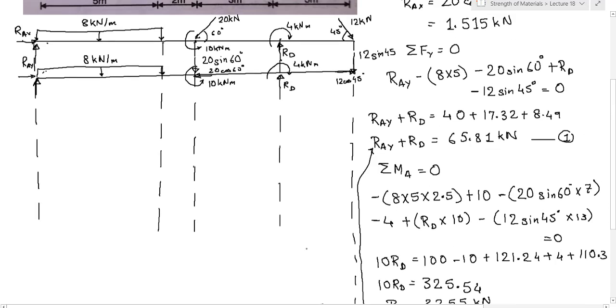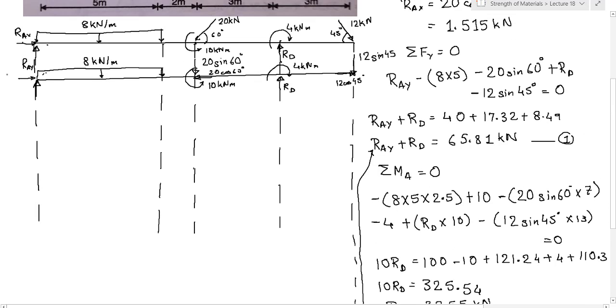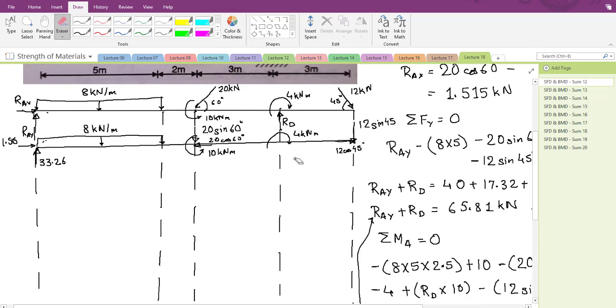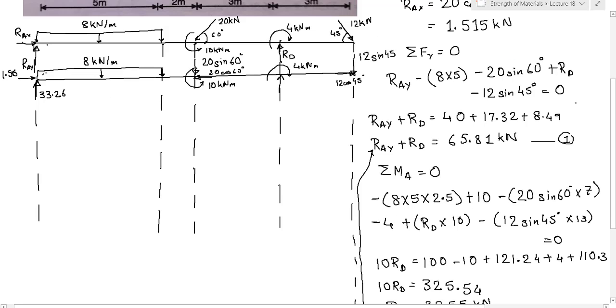Now we can put all these values over here. So RAY is 33.26. Sorry, that is RAY, here will be 33.26. For RAX, it will be 1.515. Then over here, RD will be what? We can rub RD, and sorry, I rubbed it a bit extra, and the value of RD will be 32.55, right? Now using this, we can draw all our force diagrams.